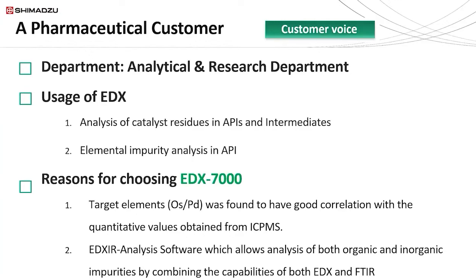And I don't cover it in this talk, but the other reason they chose our system is that Shimadzu offers an EDXIR analysis software package. And please expect future webinars about this. But the EDXIR analysis software package is a great quality control tool because it allows for the analysis of both organic and inorganic impurities, contaminants, foreign matter, for example, by combining the capabilities of both XRF, EDX, and FTIR.